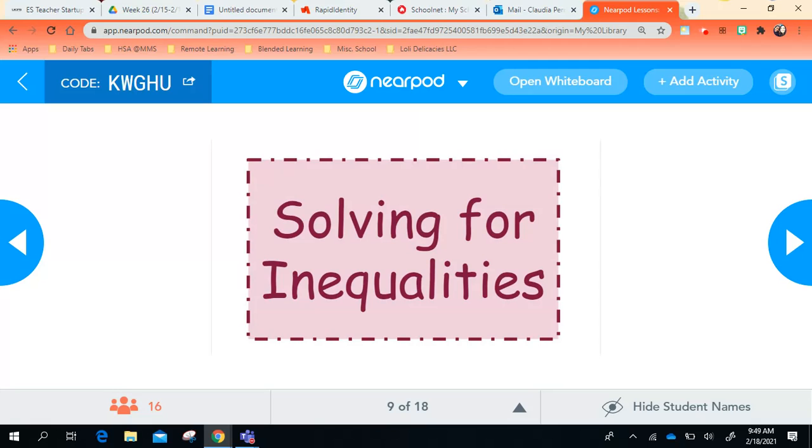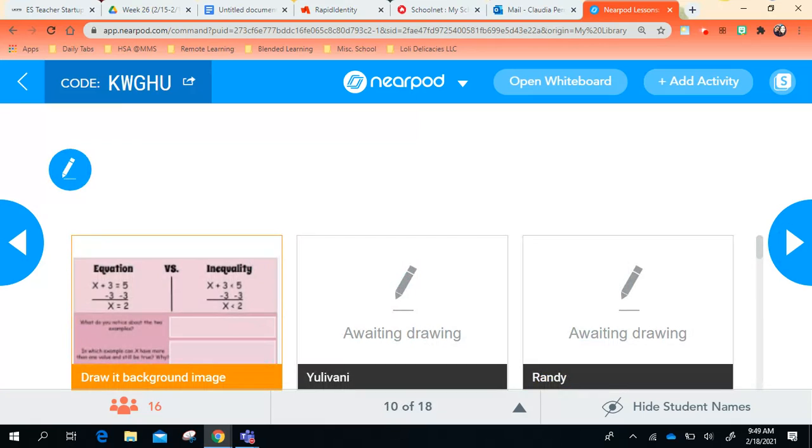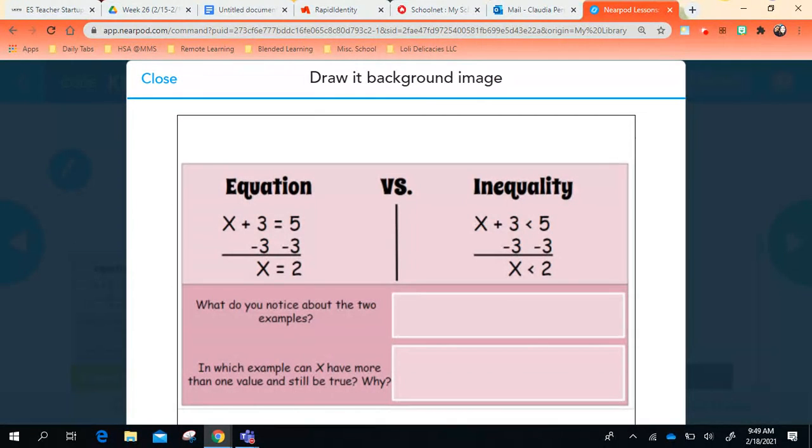No, they don't. Okay, so now we're going to solve. So we're going to keep the graphing element going because I feel like we need practice with that. We're always going to need practice with that. But we're also going to start solving them. So I want you to take a look at this chart. We're going to look back at equations versus inequalities. Solving equations versus inequalities. I want you to answer on your screen. What do you notice about the two examples? In which example can x have more than one value and still be true? And we've talked a little bit about this already.